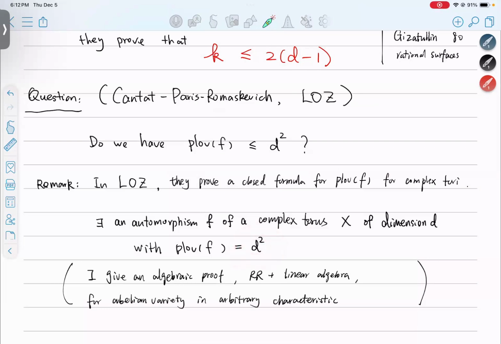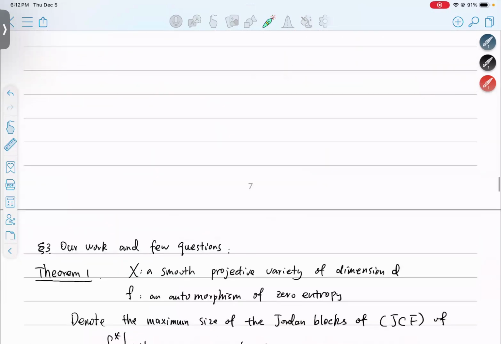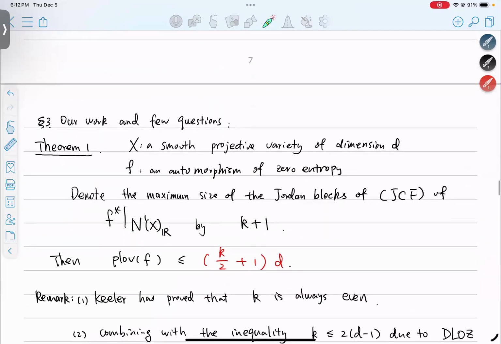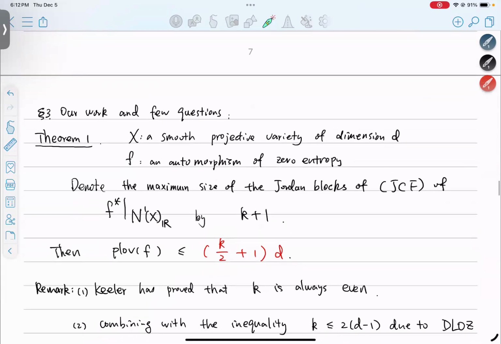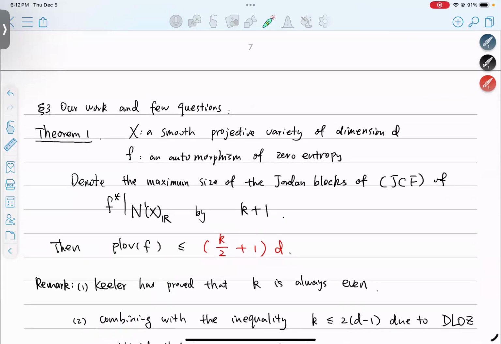Okay, so now in my journal work, we actually answered their question. So here is our main result. Let X be a smooth projective variety of dimension d. f is an automorphism of zero entropy, and I assume that the pullback of f on the Néron-Severi group.